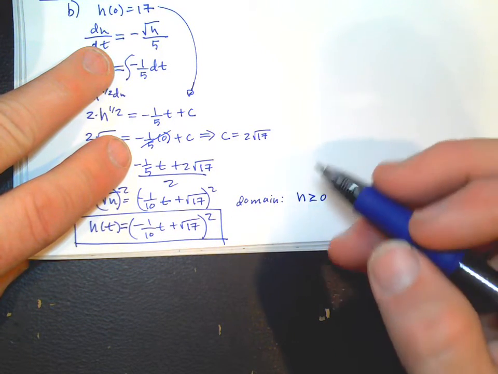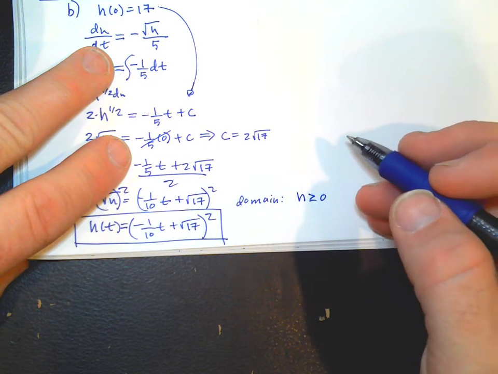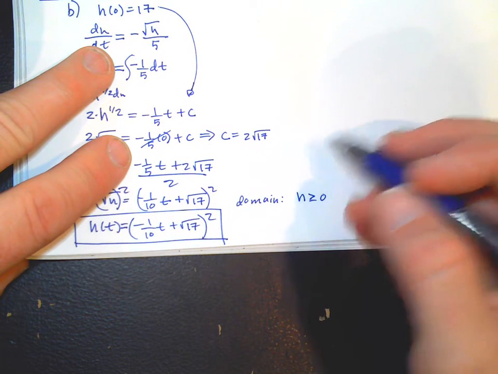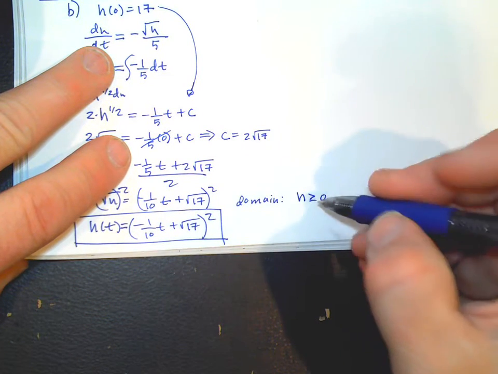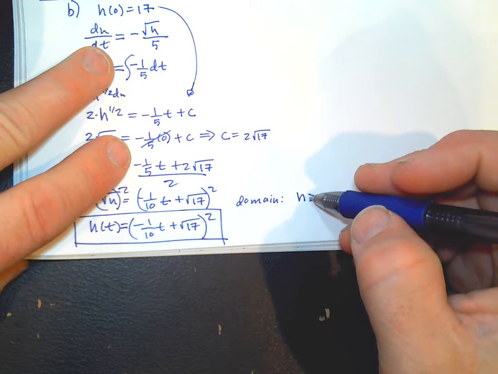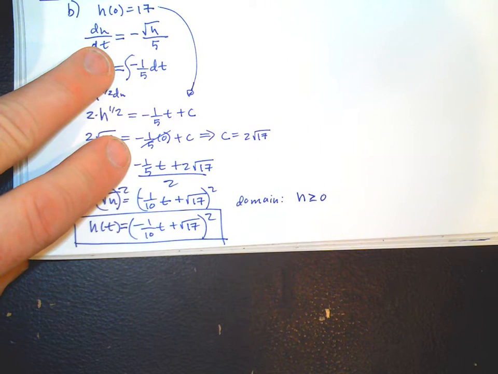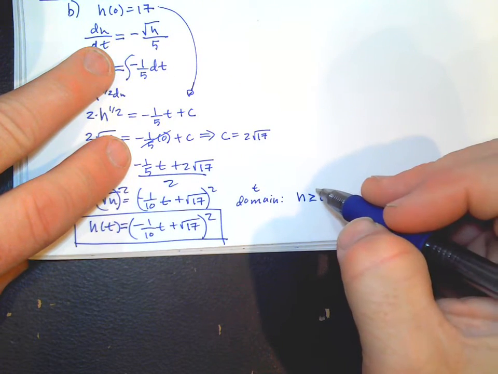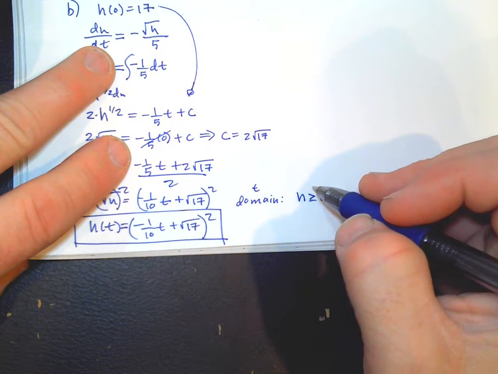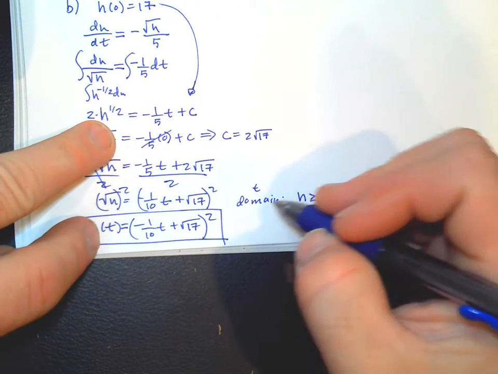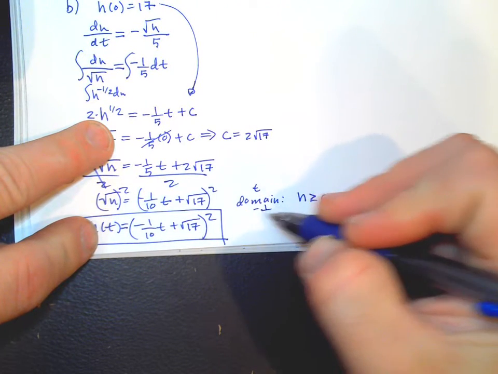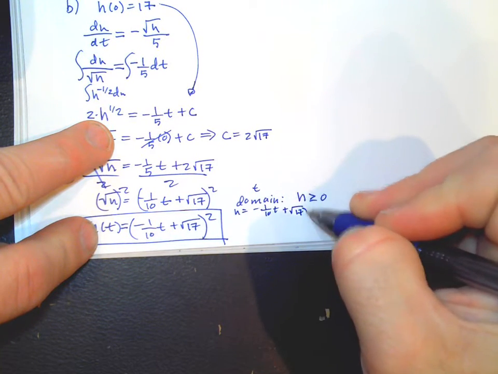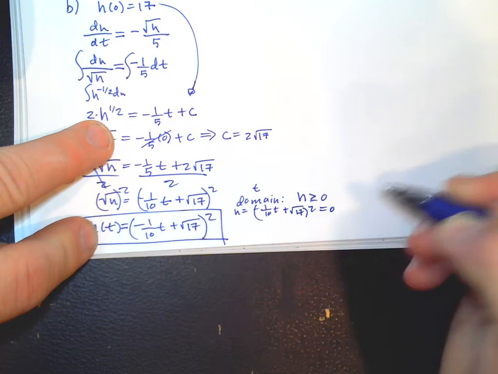And you might also have to apply real world restrictions to the domain. The height can't be negative. Also, time can't be negative. But h has to be greater than or equal to 0. You can't have a negative height. So we should probably figure out the time when h is 0, because the domain should be in terms of time. The way you do that is you'd set h equal to 0. You'd set (-1/10 t plus square root of 17) squared equal to 0. Then you'd solve.